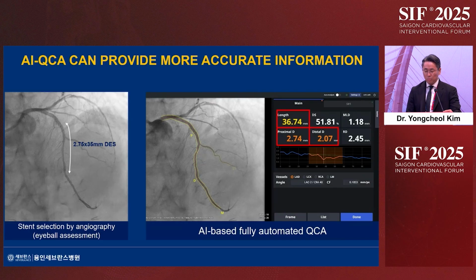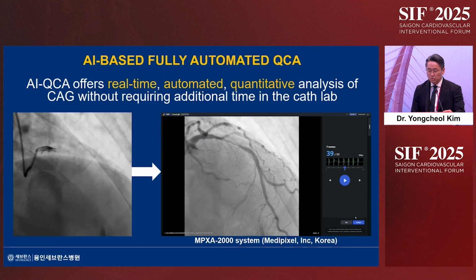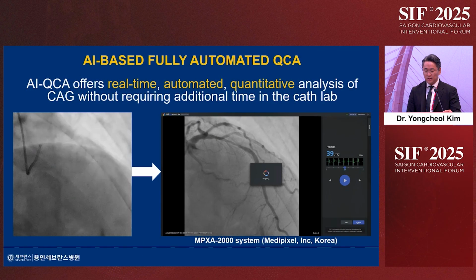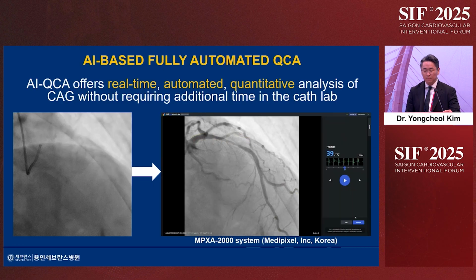The operator would not have put in a stent of 2.75 millimeter diameter if the AI-QCA had provided accurate information, such as 2.07 millimeters in the distal lumen diameter. So we conducted the FLASH trial regarding AI-QCA assisted versus OCT-guided PCI. AI-based fully automated QCA offers real-time automated quantitative analysis of the angiography without requiring additional time in the cath lab.